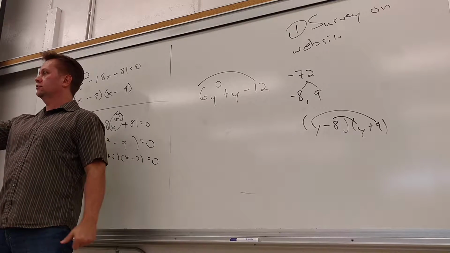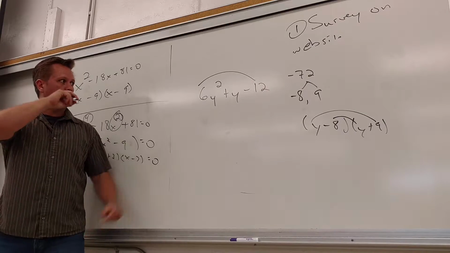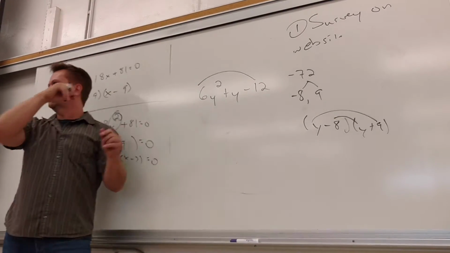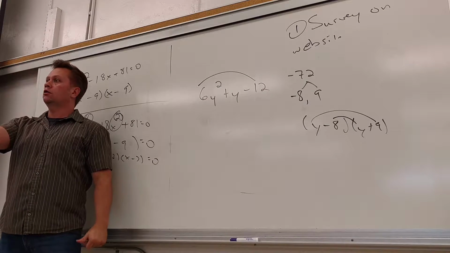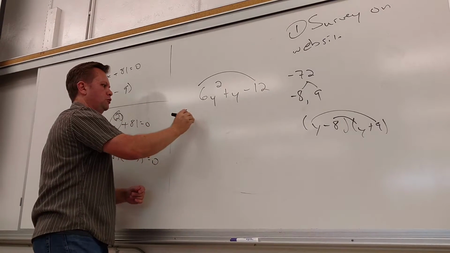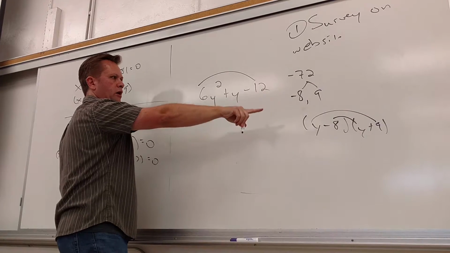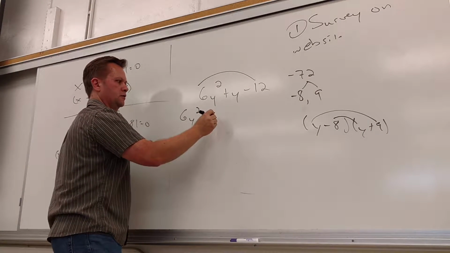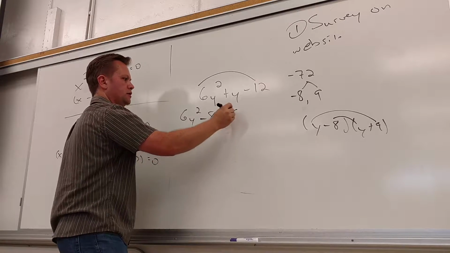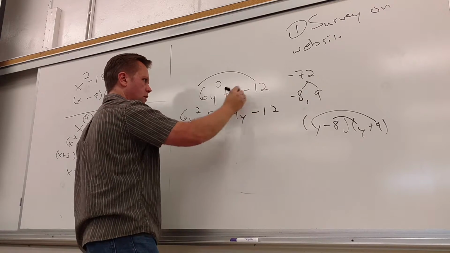Have you ever seen that kind of thing? No. Where did the 72 come from? Multiply these together. Okay. I like it. So real quick, the next step would be, what would I put first? Yeah, negative 8y plus 9y. Always make sure that's there.